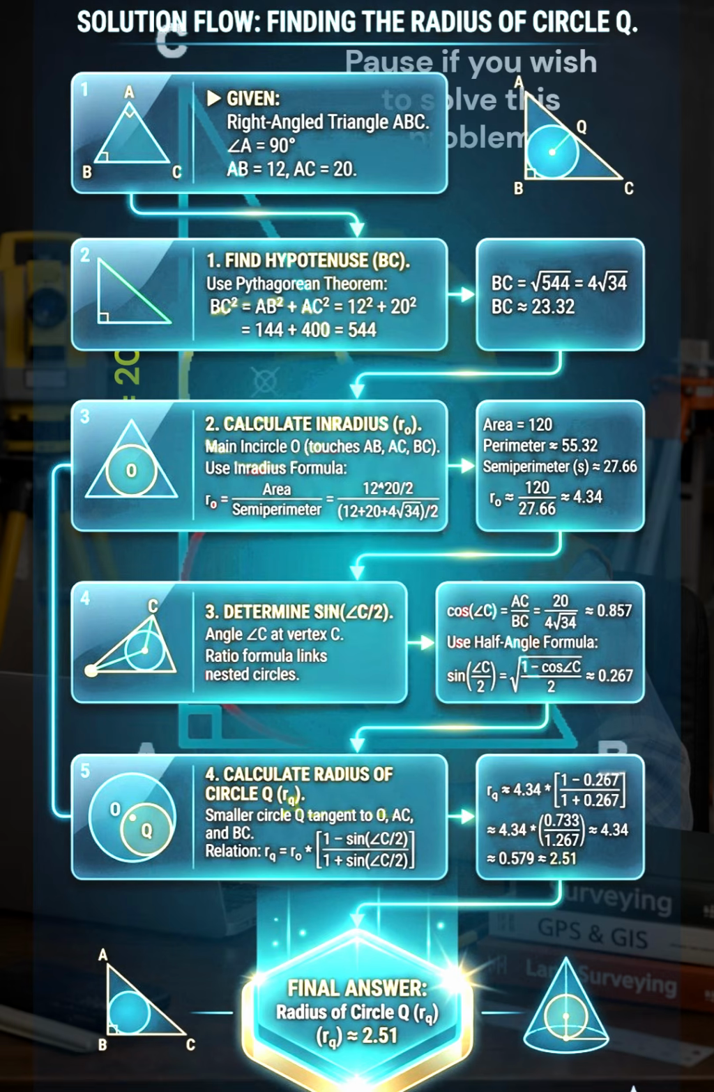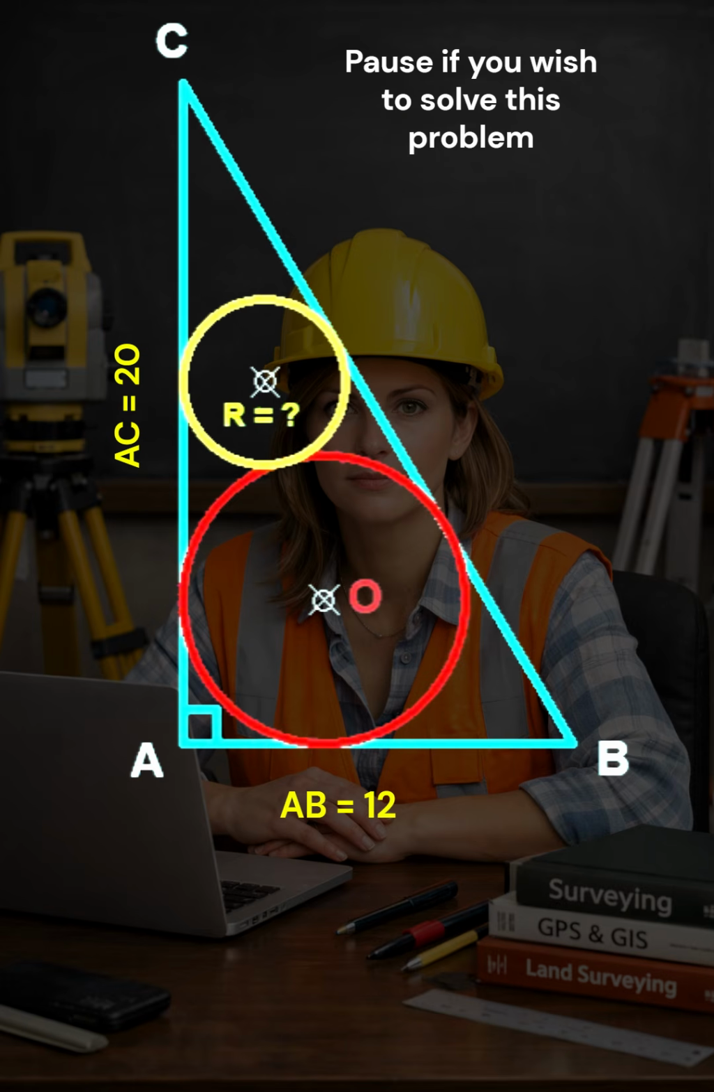The final exact radius of the smaller circle Q is 16 minus 2 times the square root of 34, multiplied by the fraction of the square root of 2 times the square root of 34, minus the square root of 34 minus 5, divided by the square root of 2 times the square root of 34 plus the square root of 34 minus 5. This yields a crisp decimal approximation of approximately 2.510.